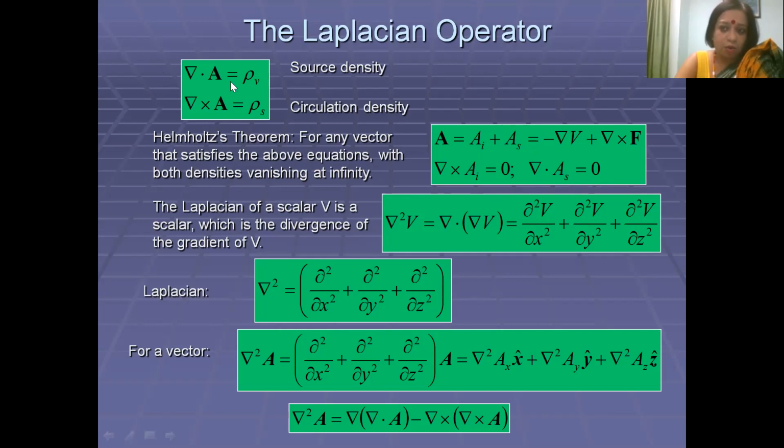Divergence of A as a whole is not 0, but divergence of A_S is equal to 0. If this is true, and if A_I is irrotational, A_I can be expressed as minus grad V, and A_S can be expressed as the curl of a second arbitrary vector F, which means the vector field A can therefore be written as the sum total of two vectors. One is the gradient of a scalar and the other is the curl of a vector.